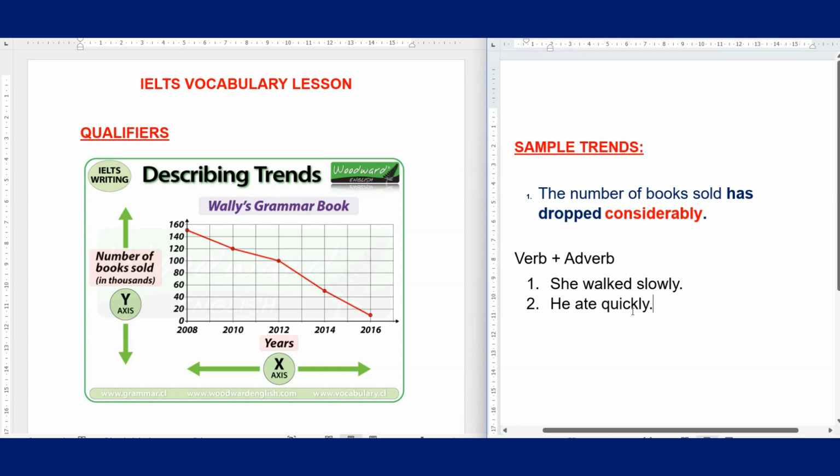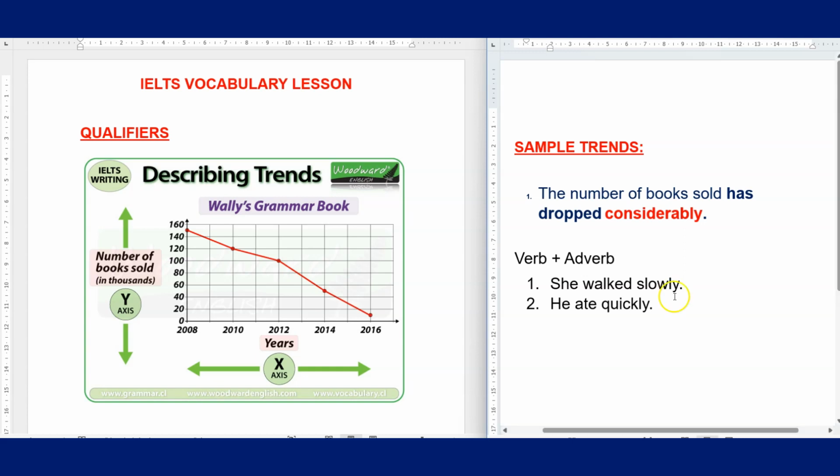So if we take drop, how did it drop? We can say considerably. How did she walk? We can say slowly. How did she eat? We can say quickly. Okay, so it describes how something happens to a particular verb. So adverbs actually show how something happens to a particular verb.